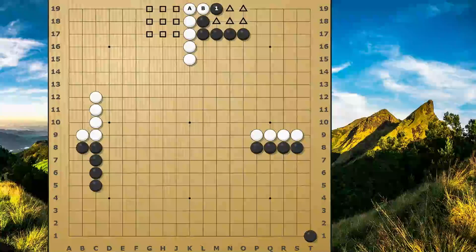Now, how many points are the difference? It looks like here black has 5, and white has 9. Do you remember how many it was before? Black had 6 and white had 7. The difference is 3 points then.